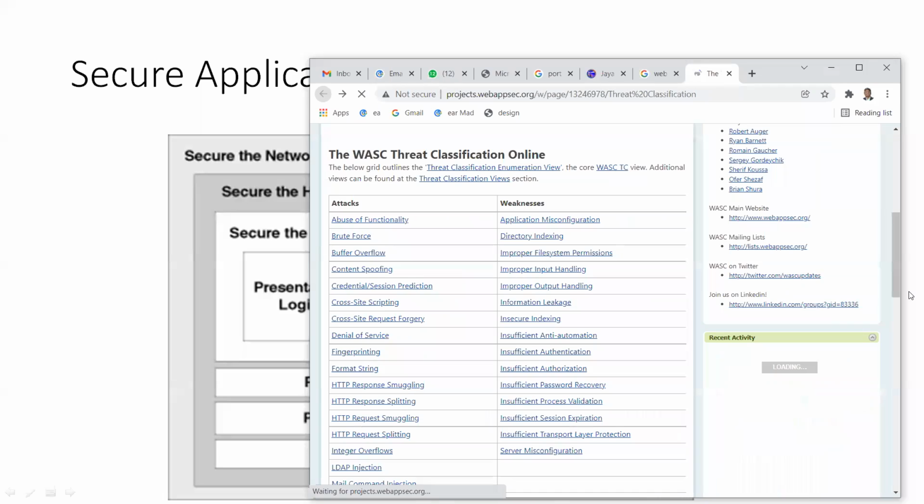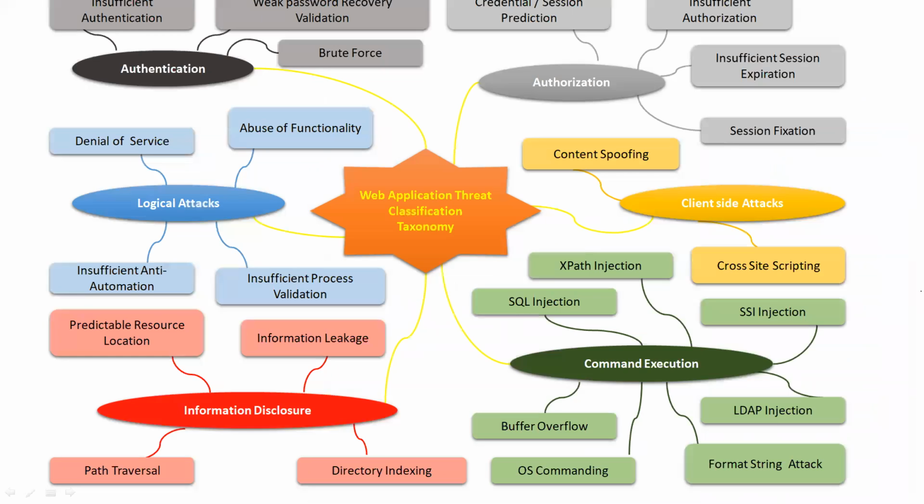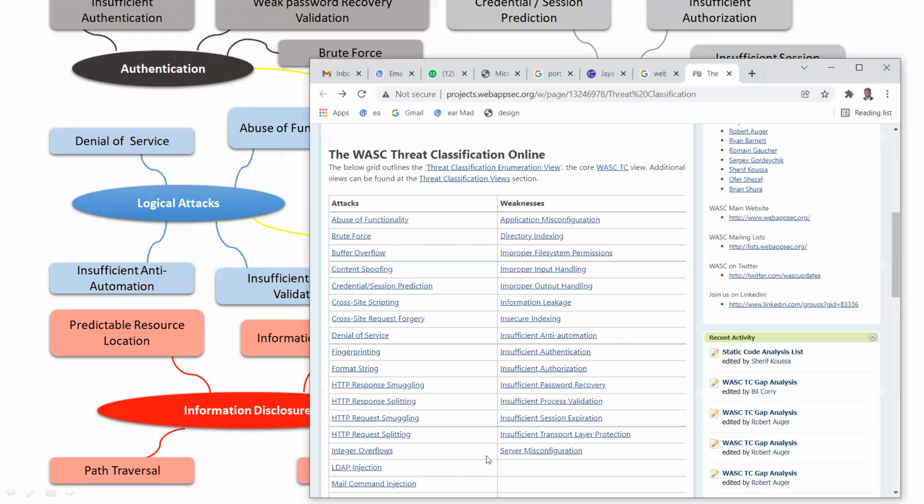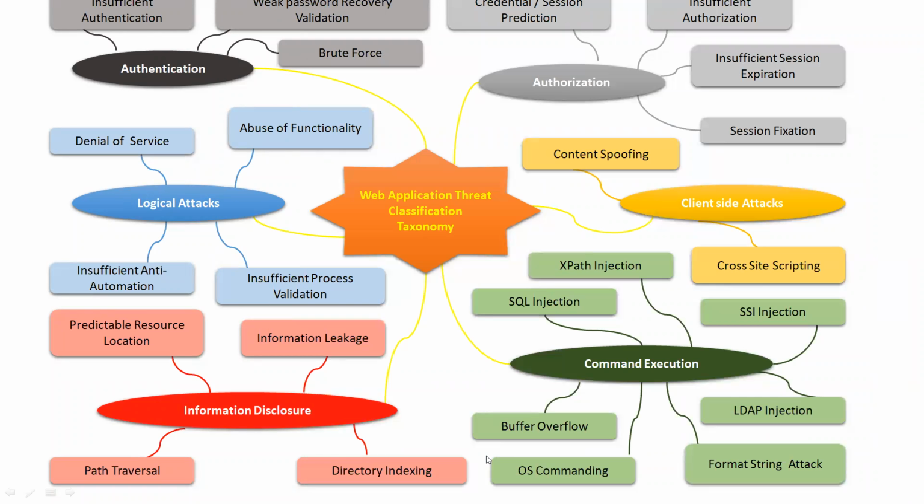Some of the sample ways I have classified them: a kind of authorization threat, then a client-side attack threat, and a command execution threat. I simply classified the list of threats under the categories of authorization, client-side attack, command execution, information disclosure, logical attack, and authentication.